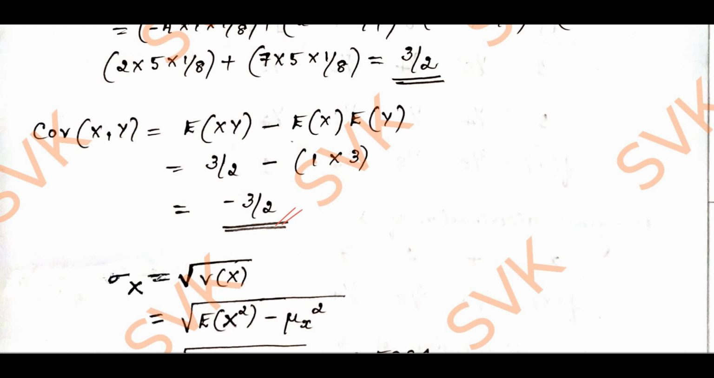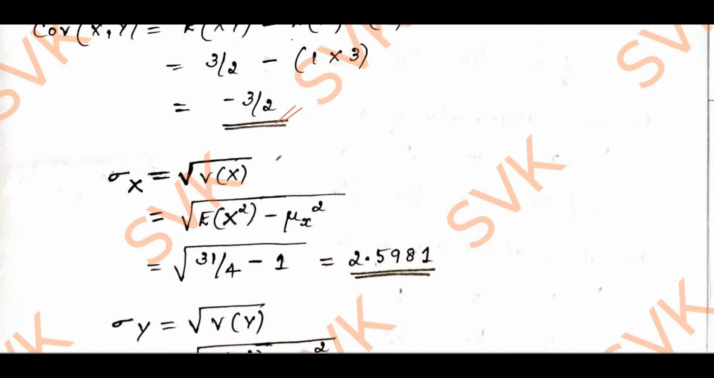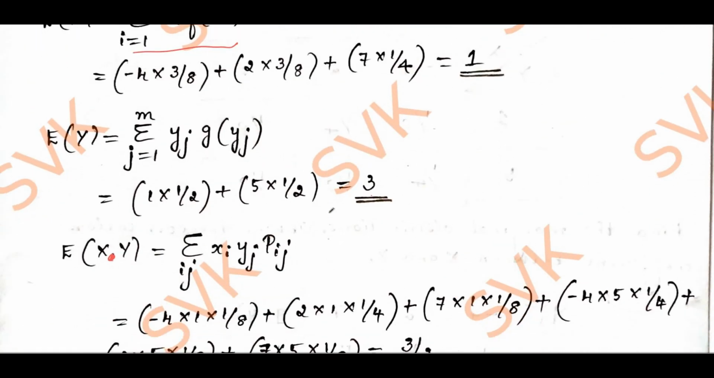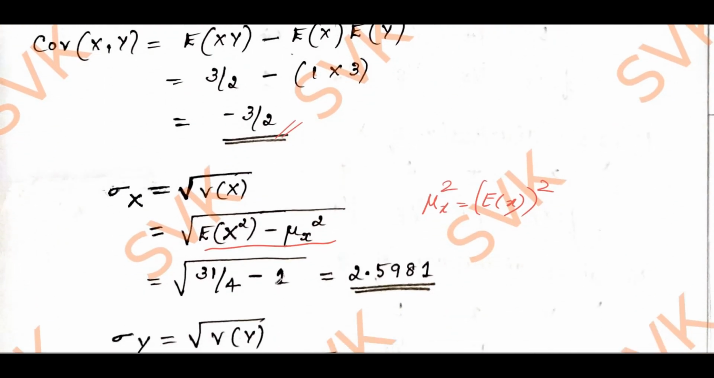Then find sigma x. Sigma x is given by the square root of variance of x. Variance of x is given by expectation of x square minus mu x square. Mu x square is nothing but the expectation of x itself squared, so it will be expectation of x whole square. So expectation of x, what you got here? 1. 1 square will be 1.